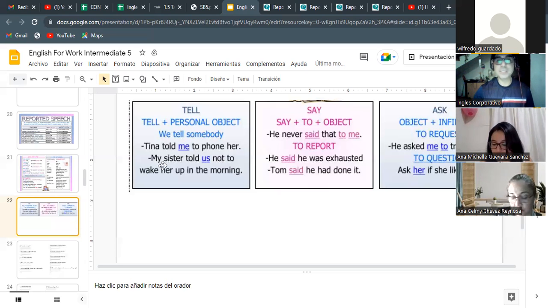My sister told us not to wake her up in the morning. So not to do the action. So when an action is going to be performed, when it's an object for that verb, we're going to use the verb tell, and not say or ask. Do you have any questions about this?